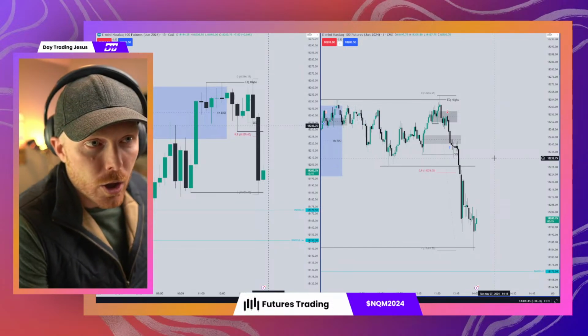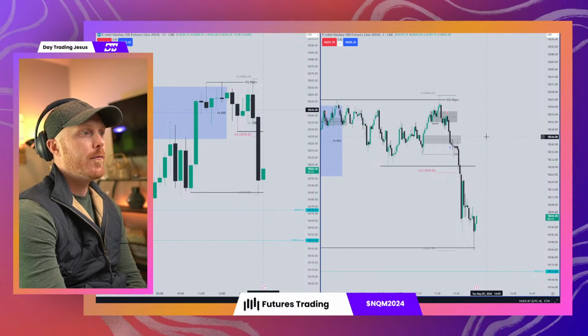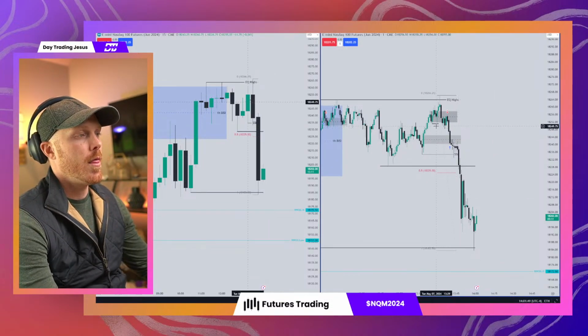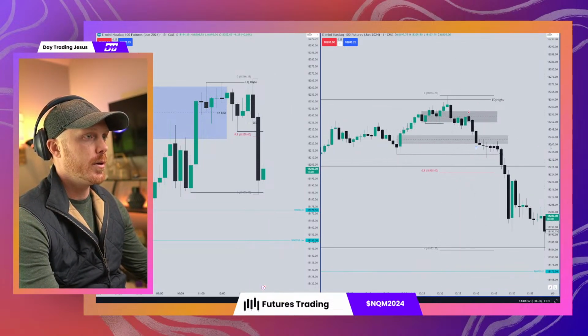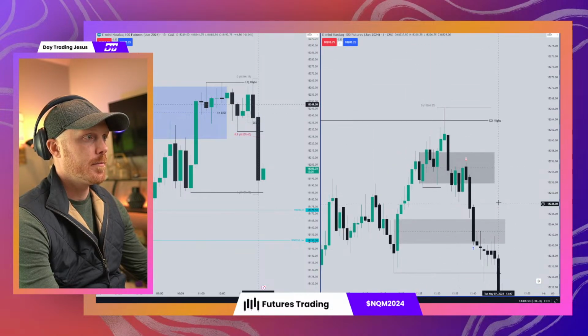Do you wait for a close below the breaker? I wait for a close below the swing low. So let me zoom in, because there's two things here.